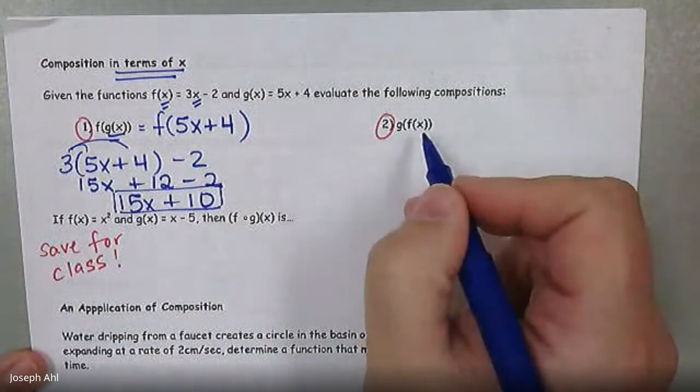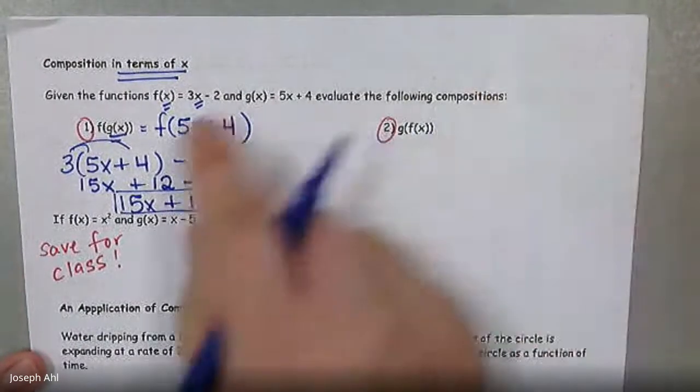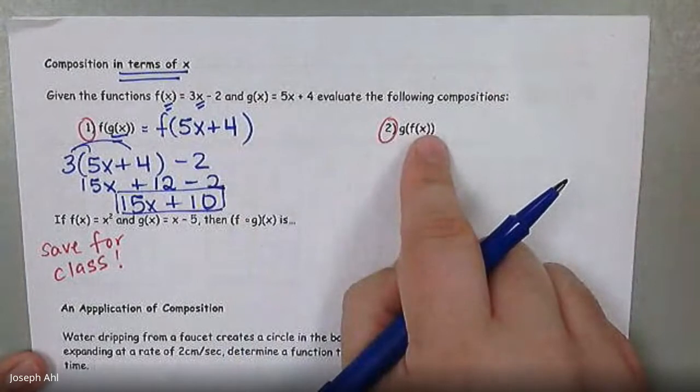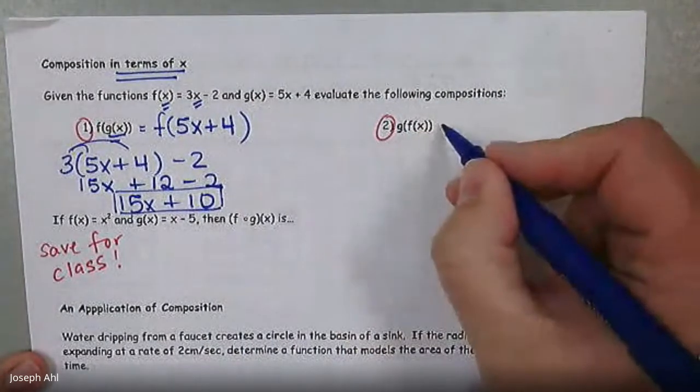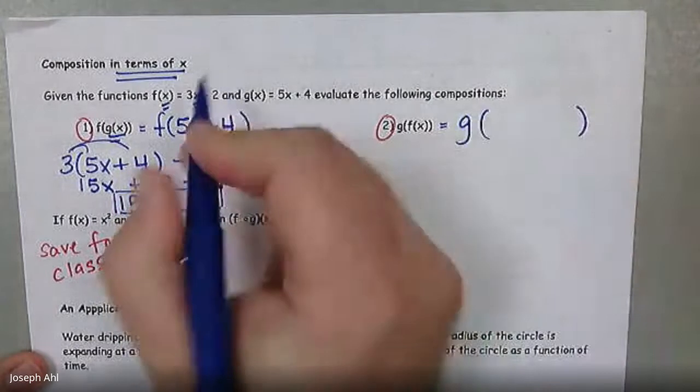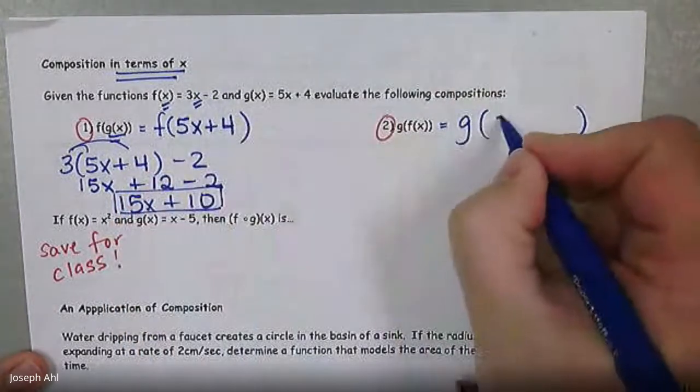Okay, g of f of x. So this will be the same thing if I just reverse it. That would be kind of nice, then I don't have to think too much about it, but let's see. So f of x, that function is 3x minus 2.